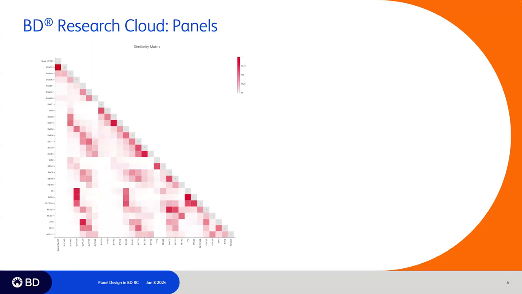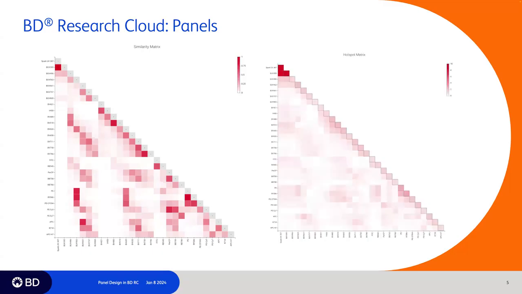Using the new tool that we're providing in BD Research Cloud, the hotspot matrix, this quickly tells you which exact combination of fluorochromes is leading to this unmixing dependent spread. So it takes the guesswork out of it.